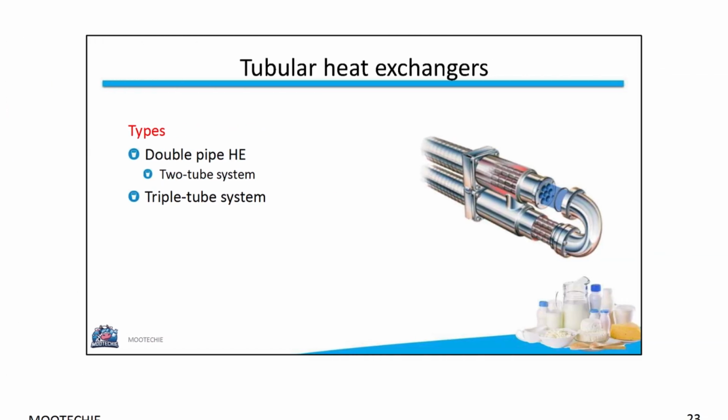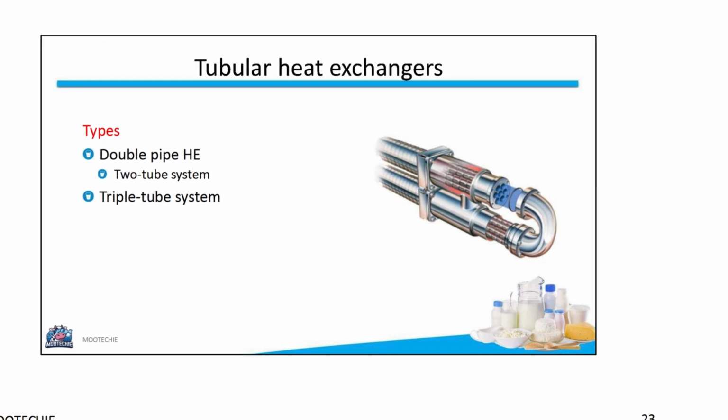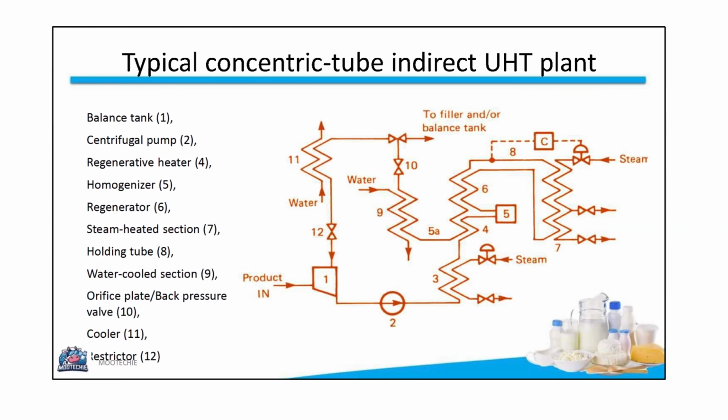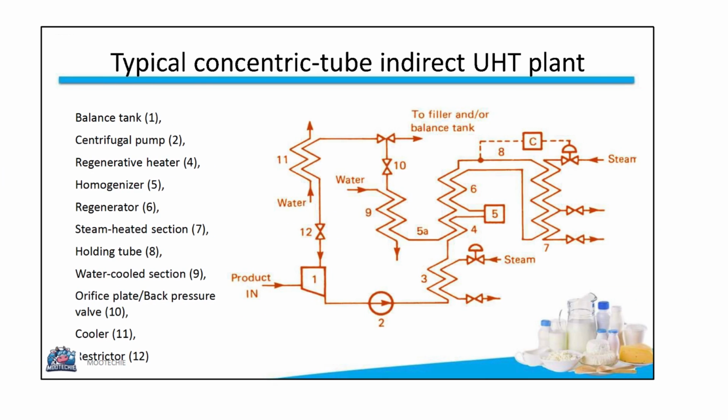These come in types like the double pipe heat exchanger, which is a 2-tube system, and the triple tube system. A concentric tubes heat exchanger can be a simple 2-tube system for heating and cooling, often with a regenerative section to save energy. The triple tube system is used for the final stage of heating with steam. A typical concentric tube indirect UHT plant includes a balance tank, a centrifugal pump, a regenerative heater, a homogenizer, another regenerator, a steam heated section, a holding tube, a water-cooled section, a back pressure valve, a cooler, and a restrictor.